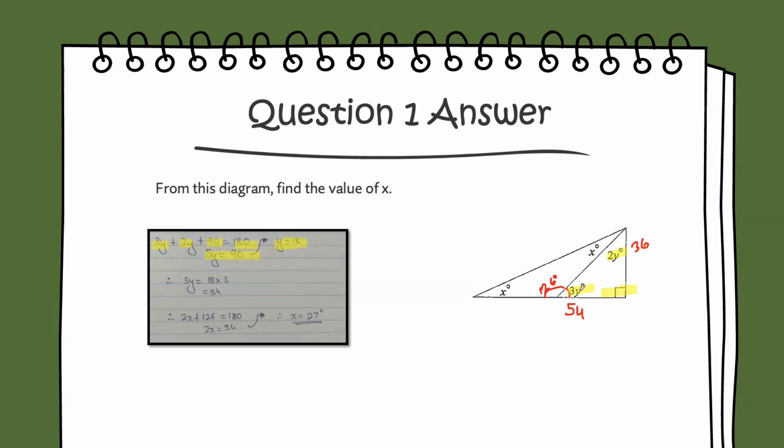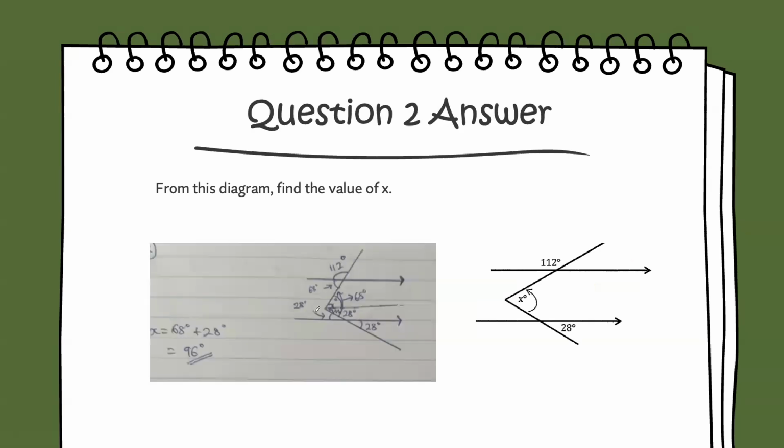Now again, we can use the angle sum of a triangle to figure out that x plus 126 is equal to 180, which is what we're done here. So you can see here it's 2x plus 126 is equal to 180, which means that 2x is equal to 54 and x is equal to 27 degrees. Okay, that's it. Next question, again, finding the value of x.